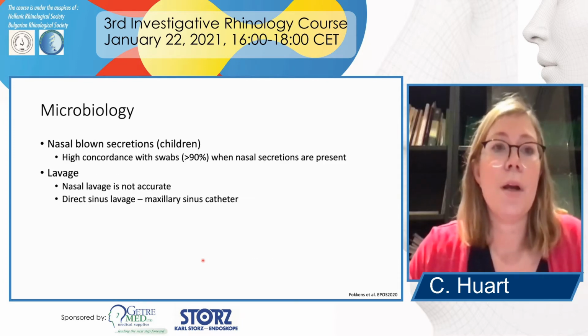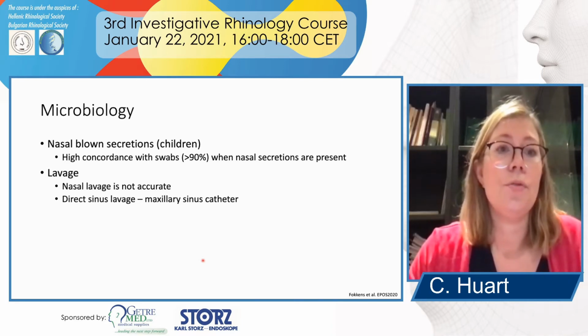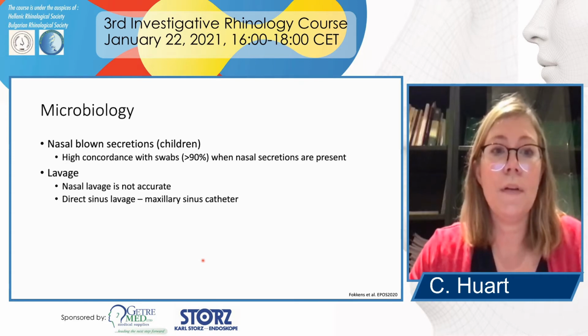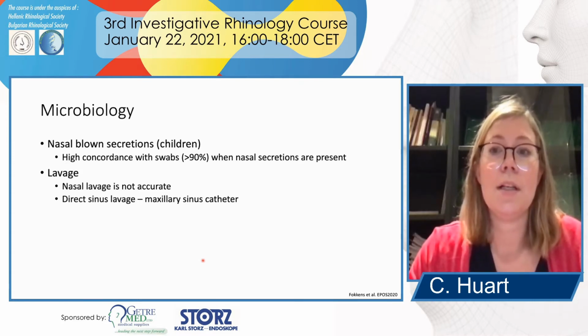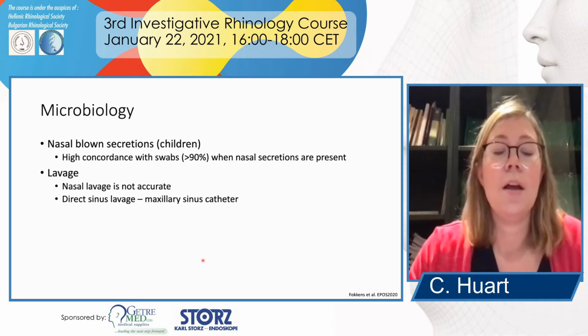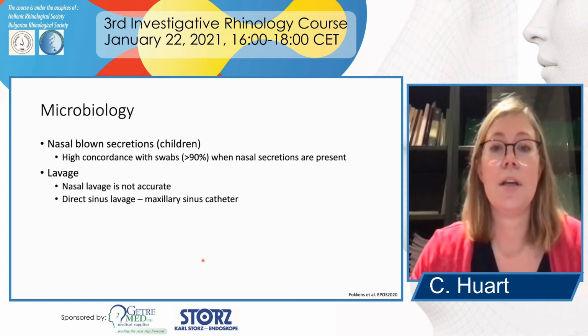Another way to perform microbiology is to collect nasal secretions, mainly in children. It has a high concordance with nasal swabs when nasal secretions are present. You can also use lavage. Nasal lavage is not accurate, but you can use direct sinus lavage using a maxillary sinus catheter.